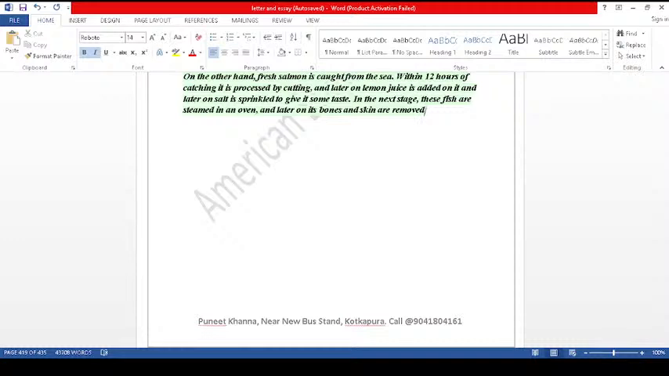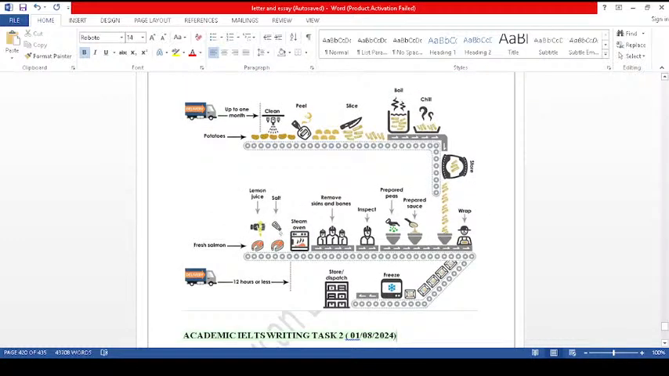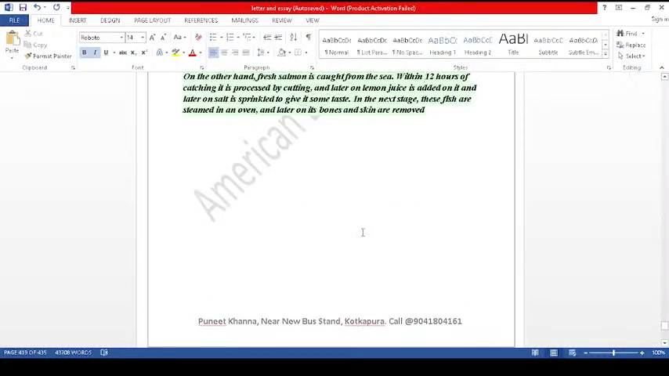Okay, so the next step is of inspection. You can just have a look over here. After removing the skin and bone, the next step is of inspection. So it's up to you whether you make the active sentence or the passive sentence, but it is recommended that you should be making active. Or if you have made already so many passive, then you should be making some active sentences. So you can say that in the next stage these fish are steamed in an oven, and later on its bone and skin are removed.